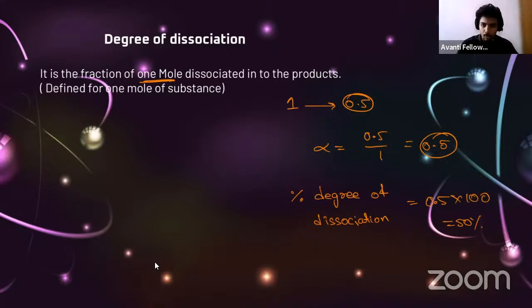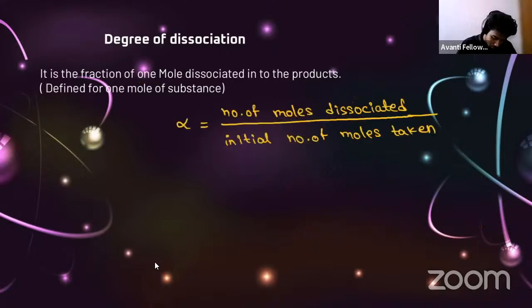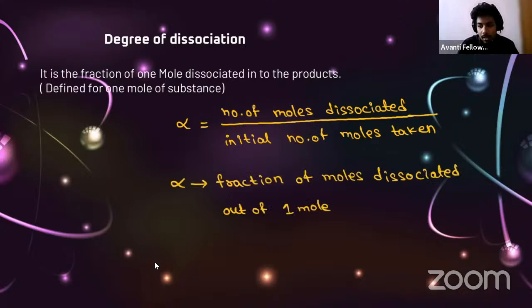Generally, we define this for 1 mole, and then whatever moles are given, we calculate for that. So if the alpha value is given, that is for 1 mole itself. You can write down that alpha is nothing but the number of moles dissociated by the initial number of moles taken. Now, what is alpha? Alpha is nothing but the fraction of moles dissociated out of 1 mole.